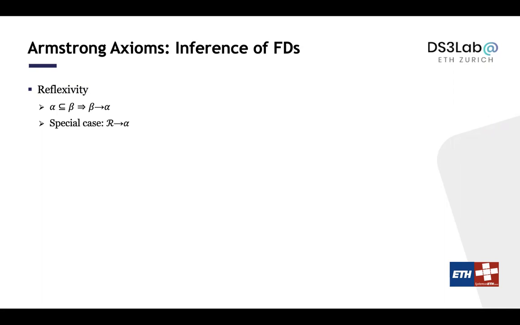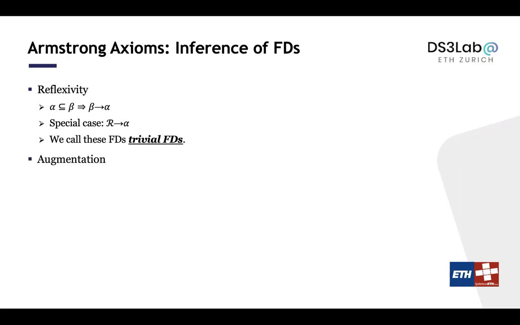Okay. One special case is if you take beta as the set of all the attributes, R, it implies that you have a functional dependency from all the attributes to a single attribute. And we call all of these functional dependencies where the left-hand side is a superset of the right-hand side trivial functional dependencies.